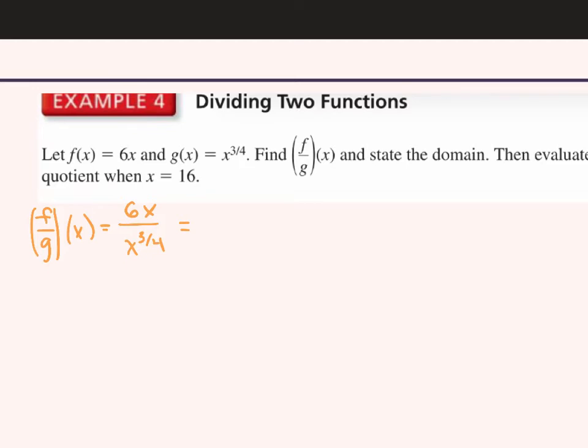What's our exponent for the x on top? 1. Subtract. So that 6 just stays out front, and then we have x to the power of 1 minus 3/4. We need a common denominator in order to subtract, so we're going to make this 4/4. And then we just subtract. So we have 6 times x to the power of 1/4.